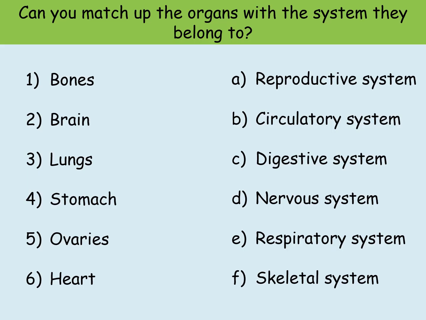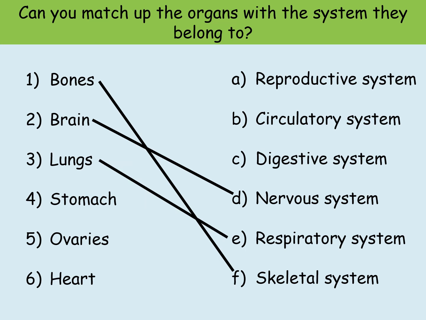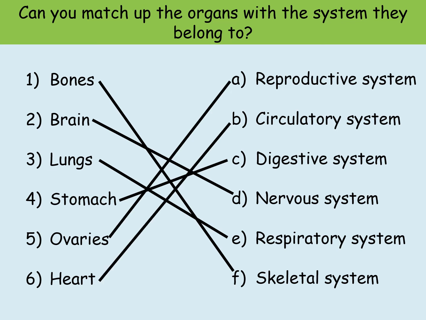Now you should be able to pause the video and match the correct organs with the correct system. So our bones would match to our skeletal system, our brain should match to our nervous system, our lungs to our respiratory system, our stomach to our digestive system, our ovaries to our reproductive system, and our heart to our circulatory system. So well done if you managed to get all that correct.